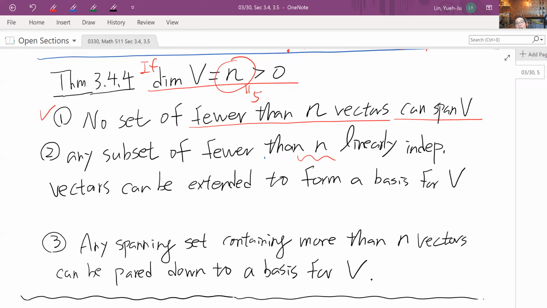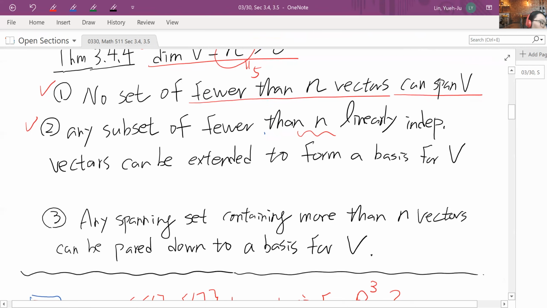So once you have some smaller number of vectors, you first need to make sure that the new things you add are linearly independent. That's basically what the second statement says. Even though you don't have enough linearly independent vectors, you can actually extend it to form a basis. How do you extend it? Basically by adding new vectors that are linearly independent.